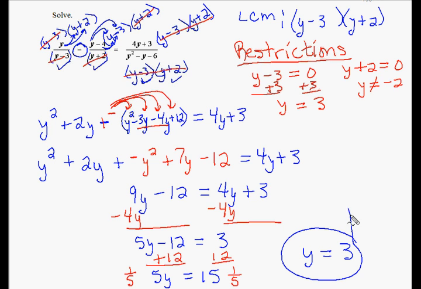But recall, from our restrictions, y is not allowed to equal 3 because that would cause the denominator to be 0. So since y cannot equal 3, this problem has no solution.